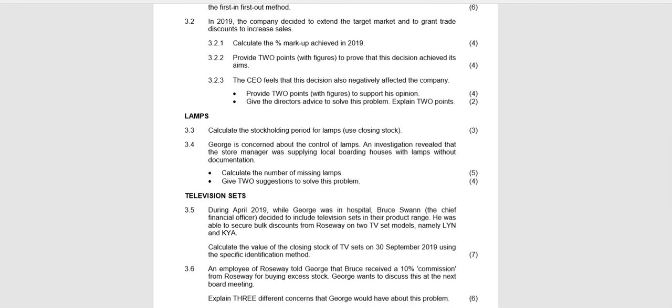Okay, now we are going to look at another question. This question, it says here, 3.2.3. CEO feels that this decision also negatively affected the company. Provide 2 points to support his opinion with figures. 4 marks. Give the directors advice to solve this problem. Explain. 2 points. Okay, let's go there.